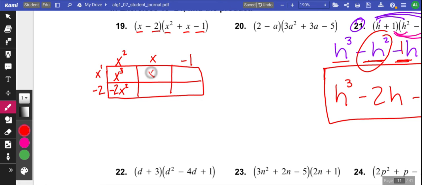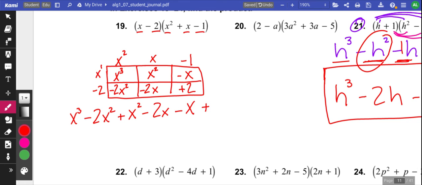x times x I know is just x squared. Negative 2 times x is negative 2x. Negative 1 times x is negative 1x, or just negative x. And then negative 2 and negative 1, I get positive 2 here. Okay, I've got all my terms. I'm going to write them out. Some people like to combine them as they're in this grid step, but I usually will forget to do that. So I'm just going to write out all my terms. I've got x cubed, negative 2x squared, x squared, negative 2x, negative x, and positive 2.